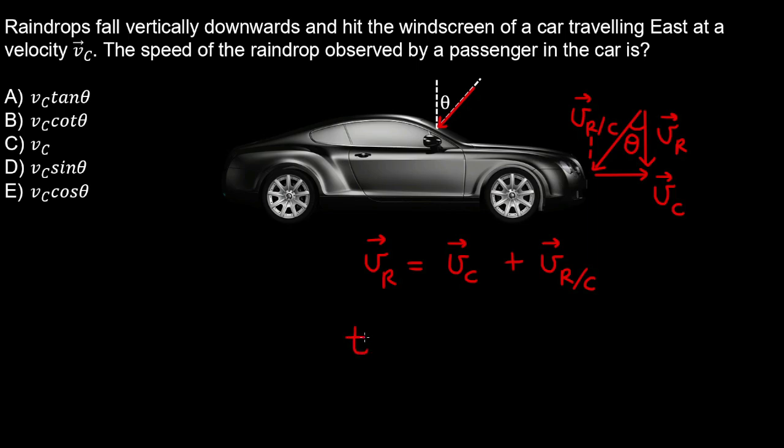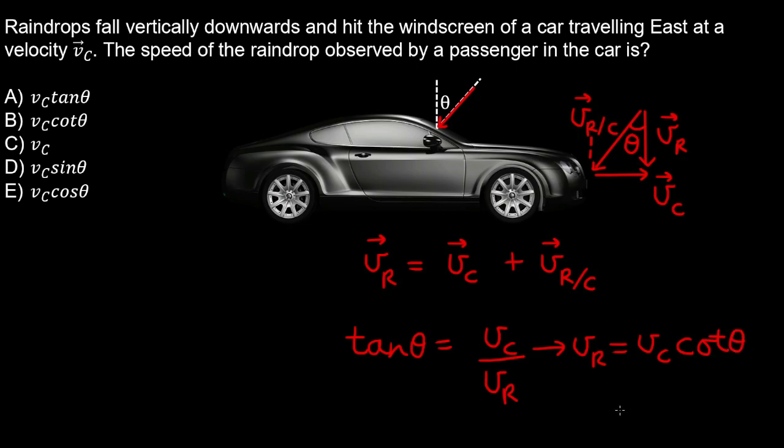So we have tan theta is the opposite edge on the adjacent edge, being the magnitudes of both velocities. So therefore the speed of the raindrop is equal to the speed of the car on tan theta, or VC cotangent theta. So the correct answer is B.